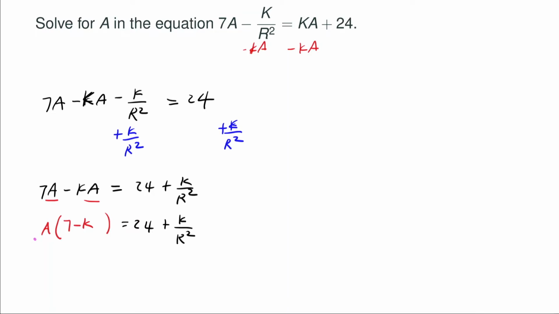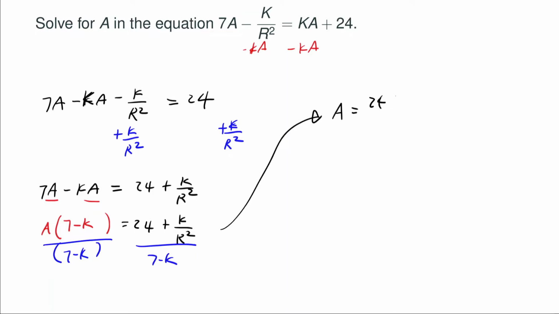Now, in order to isolate this a, we have to divide both sides by 7 minus k, because 7 minus k is multiplied by a, and we can undo the operation by dividing. We divide both sides by 7 minus k like this. So then a equals 24 plus k over r squared, divided by 7 minus k.